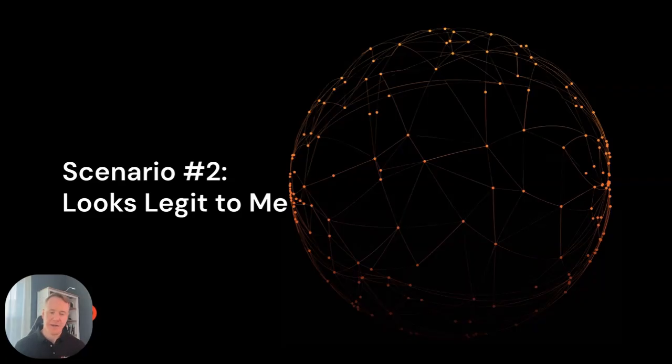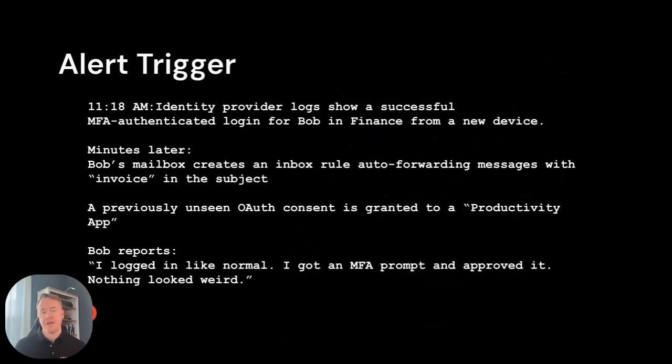So let's talk about our second scenario. Looks legit to me. Here's the trigger. We receive an alert, let's say through a SIEM correlation rule, where a user, Bob, in finance, has successfully authenticated and completed an MFA process, multi-factor authentication process, from a brand new device. Minutes later, we see another alert for a new auto-forwarding rule in Bob's mailbox to send out any messages with the string invoice in the subject to some unknown outside email address.